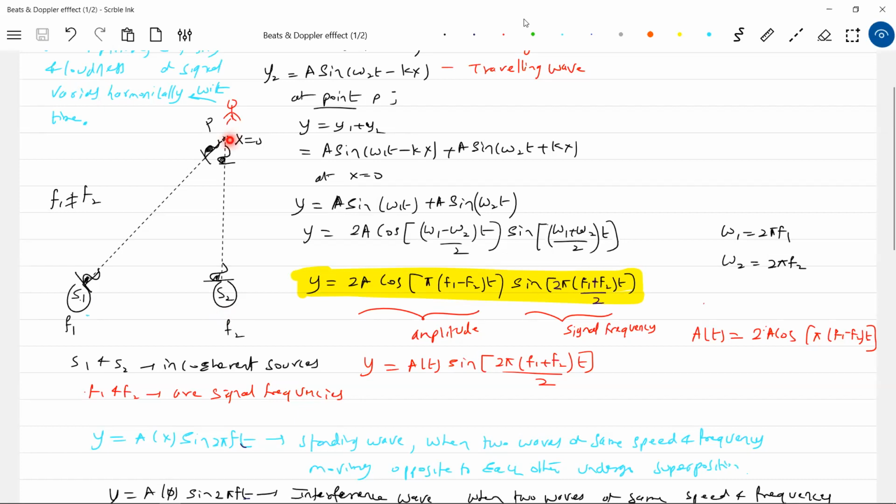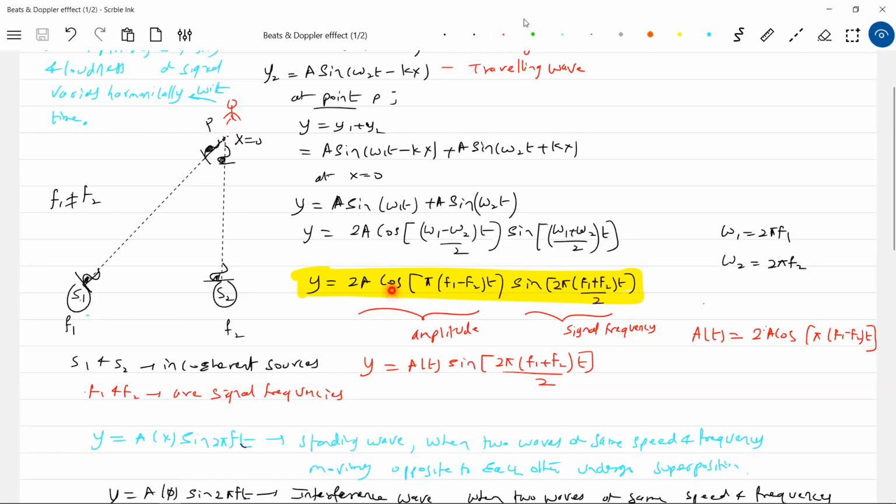The listener is only going to hear a sound signal of constant intensity or constant loudness. Suppose these two are producing some sound, then the ear is going to hear it like this only. The intensity will remain constant at all times. The loudness will not increase or decrease.